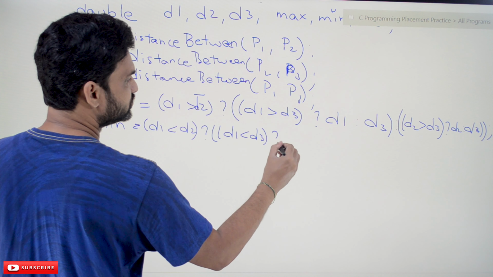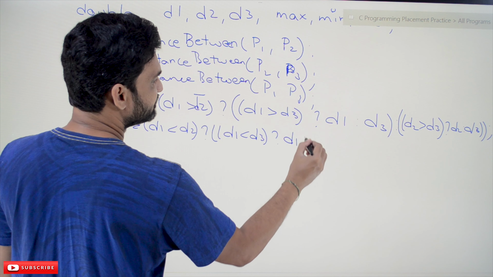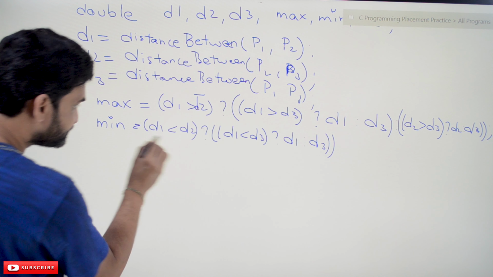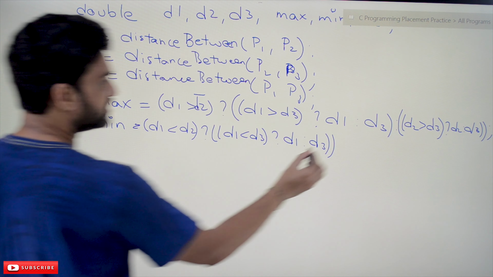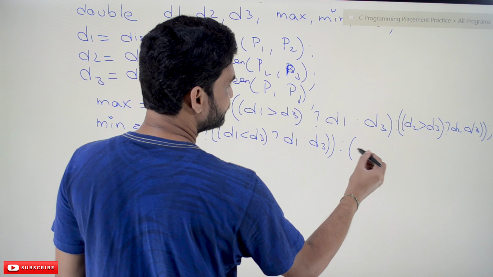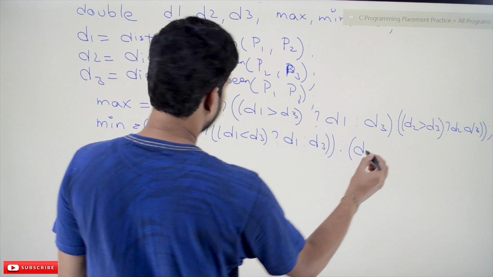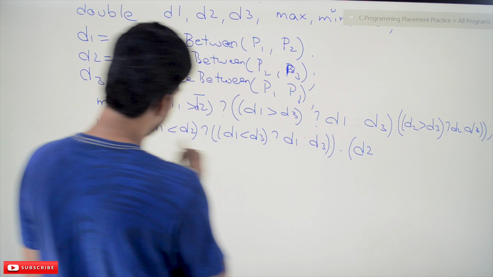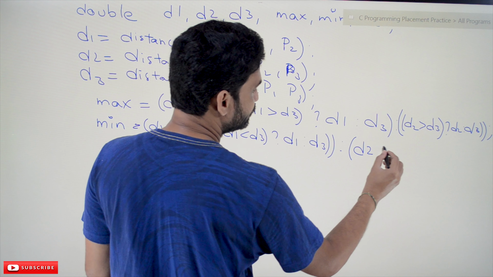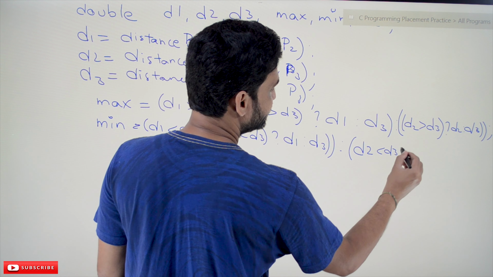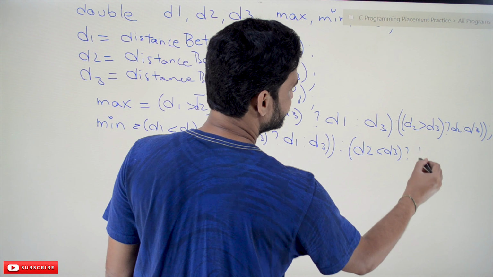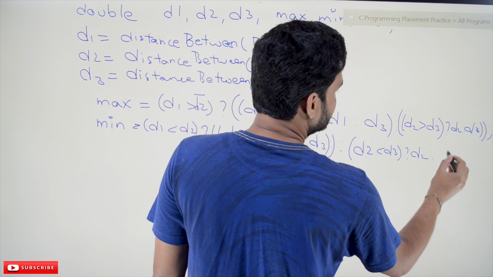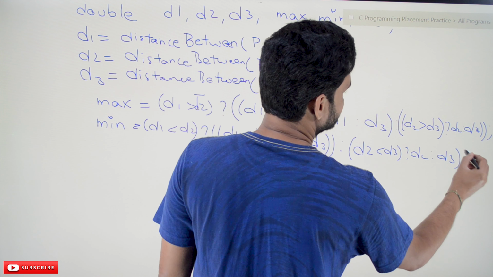If this is true, D1 is minimum, else D3 is minimum. If this statement is false, then this part of the program will get executed, where D2 is the smallest one among these two. If D2 is less than D3, then D2 is the smallest one, else D3 is the smallest one.